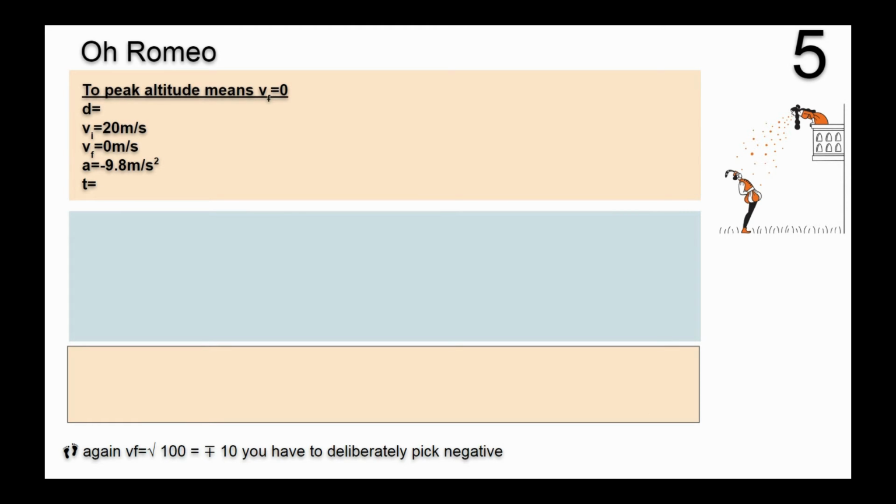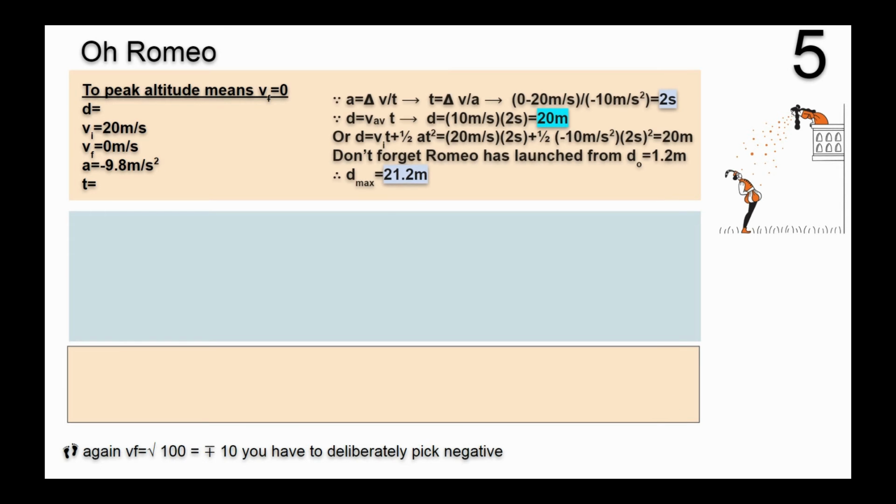The first part of the problem is to peak altitude, which means VF is 0. The speed will go from 20 to 0 at a rate of negative 10 every second, so it looks like 2 seconds of flight should be it. And we set up the acceleration problem, turn it to time, and there it is, 2 seconds.